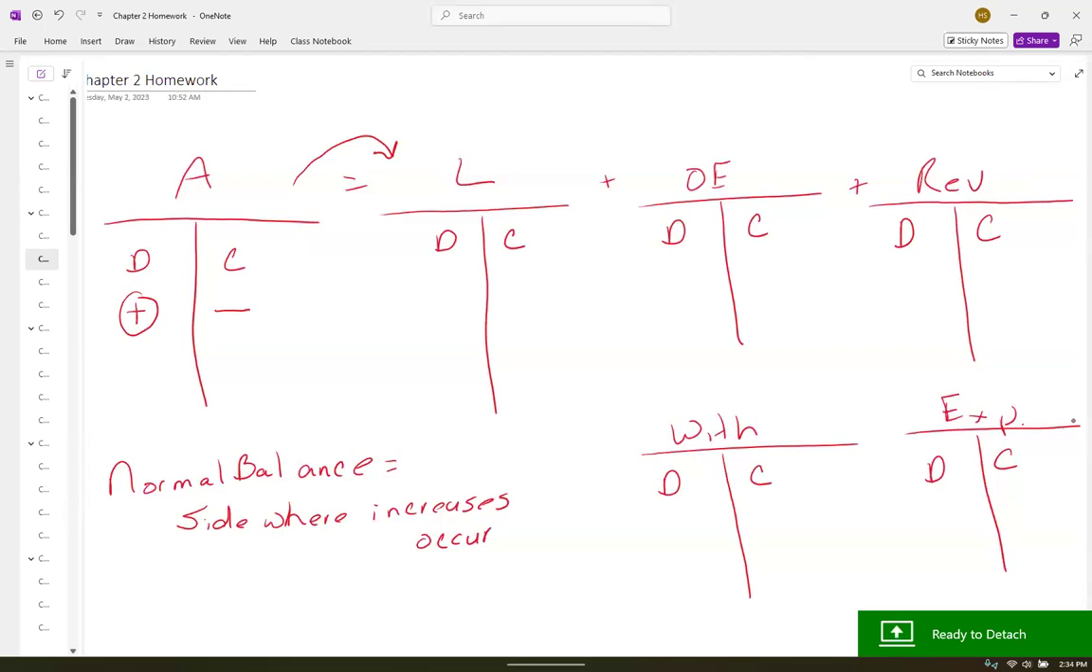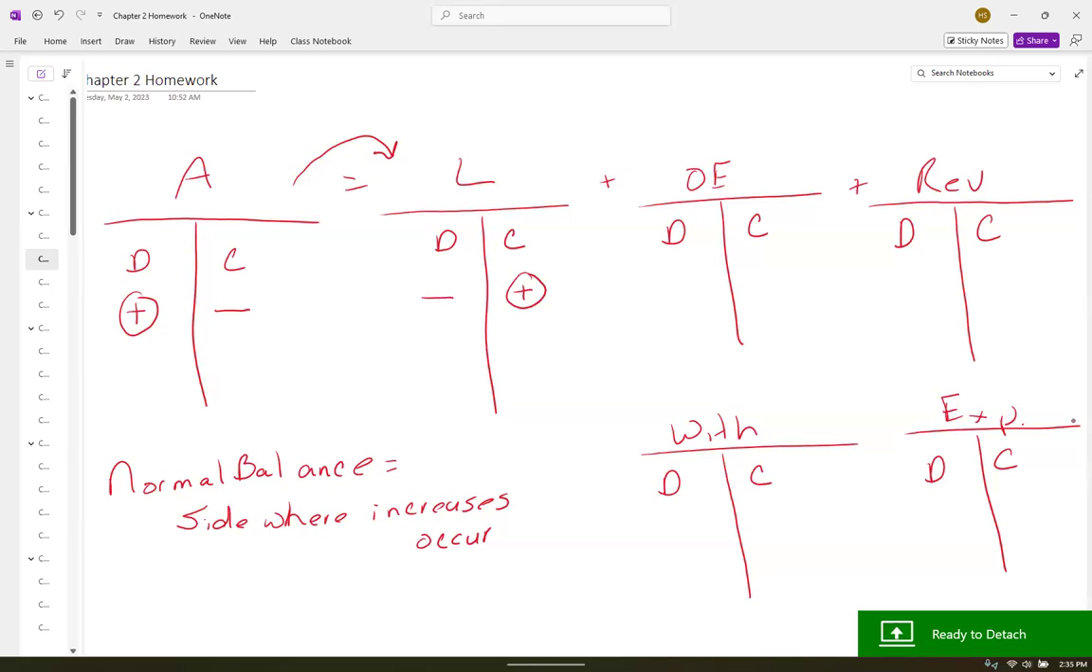And in math, what happens? I know accounting's not really math, but it is an equation that has to stay in balance no matter what. Usually the opposite happens, right? So when we come over to liabilities, they're going to look opposite of the assets. My normal balance for liabilities will be a credit. So if I want to increase a liability, I will credit it. If I want to decrease the liability, I will debit it.